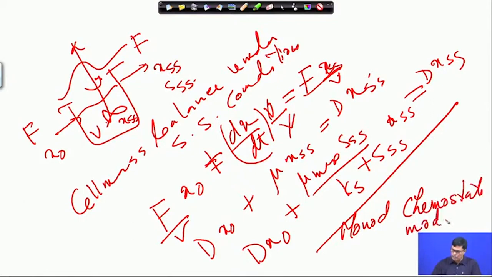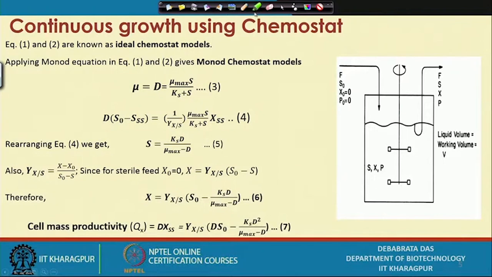So, we have two Monod chemostat model equations. One is with respect to substrate balance, another is with respect to cell mass balance. Now, here the interesting thing is that the steady state substrate concentration and steady state cell mass concentration we can easily find out. Now, we have this equation, am I right?